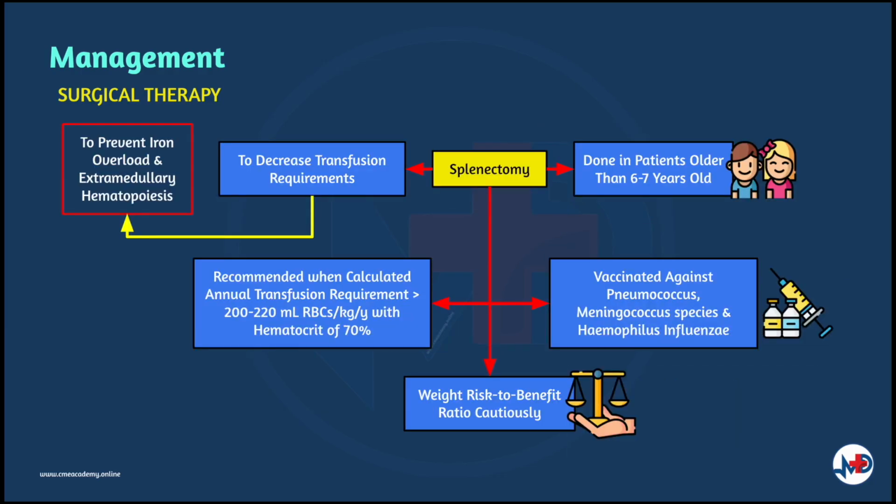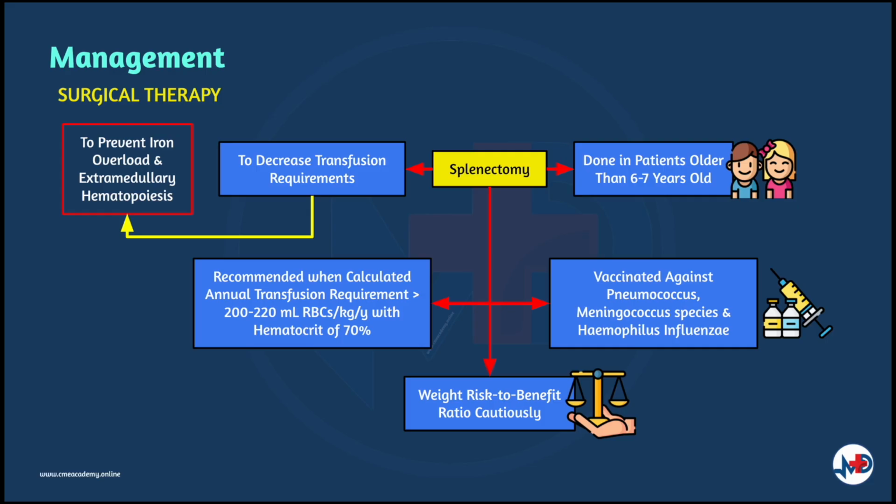Surgical care would not be required in cases involving silent carriers or in those with alpha thalassemia traits. However, splenectomy may be beneficial for some patients with HPH disease. Splenectomy is often done to decrease transfusion requirements in patients with thalassemia major, as well as to prevent iron overload and extramedullary hematopoiesis. It is rarely indicated in patients with thalassemia minor.